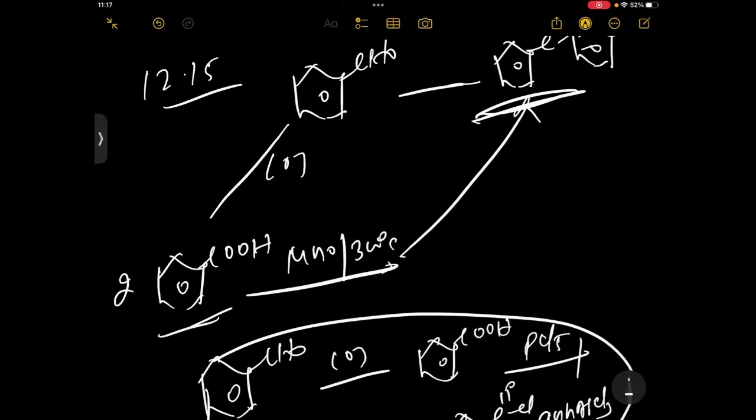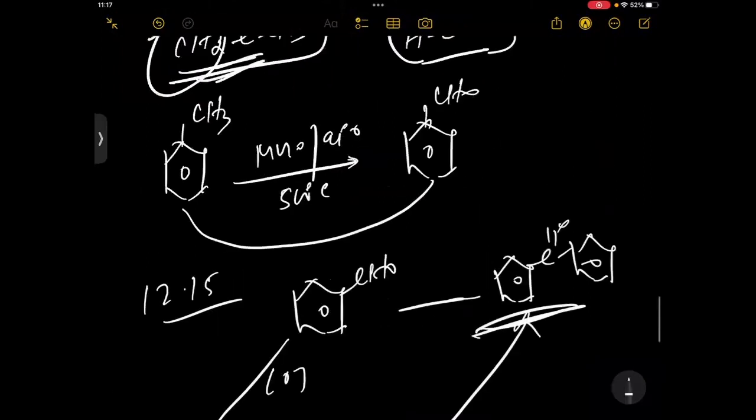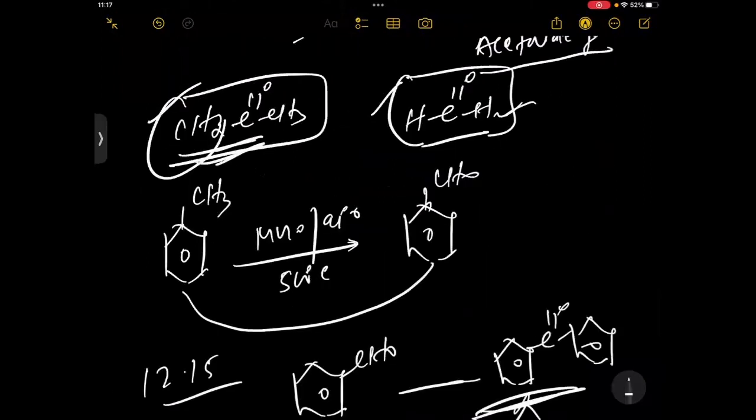Okay, so I hope you understood all this process, the 2 methods of preparation we have done. Next we will study, from diols or polyols, the Malaprade oxidation in the next lecture. Thank you.